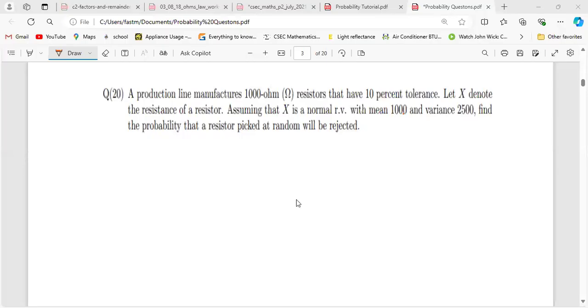Okay, so let's attempt this question. The question states our production line manufactures 100 ohm resistors that have a 10% tolerance. Let X denote the resistance of a resistor, assuming that X is a normal random variable with mean 1,000 and variance 2,500. Find the probability that a resistor picked at random will be rejected.